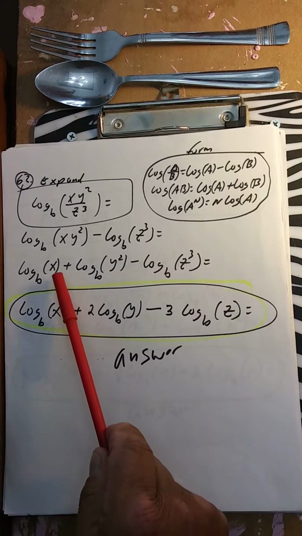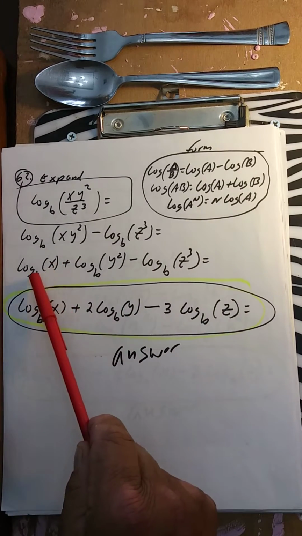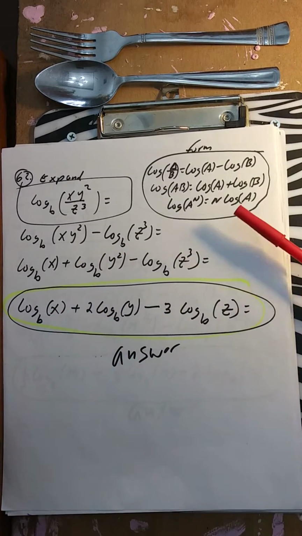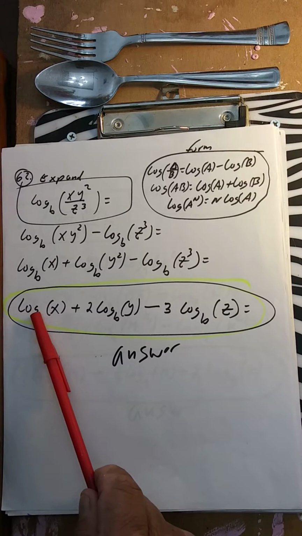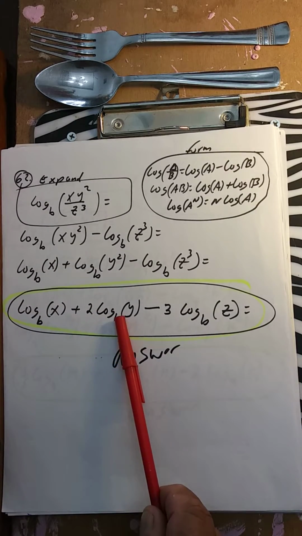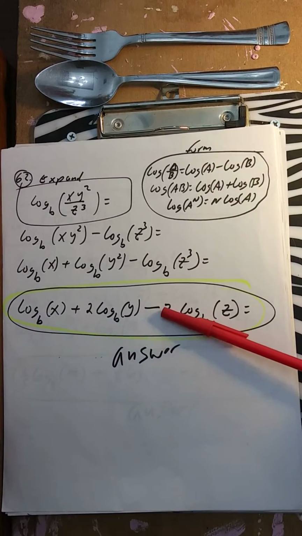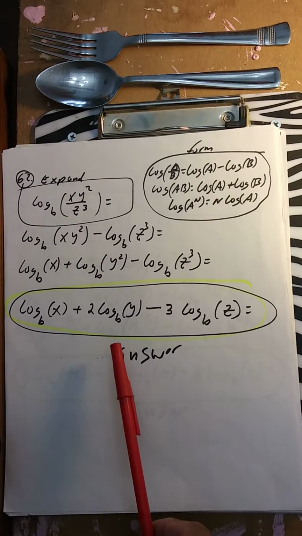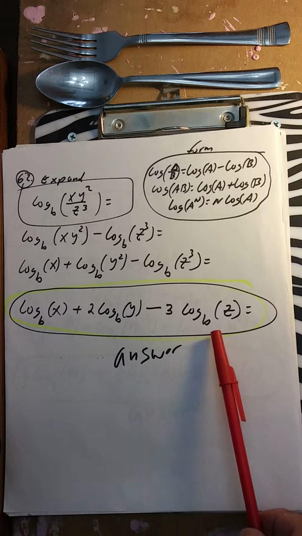Now, no power in this one, just copy it down. The base is log base b of x. And this one does have a power 2. Bring it to the front using the third one. So log base b of x plus 2 log base b of y, and minus 3 log base b of z. Log base b of x, 2 log base b of y, minus 3 log base b of z.